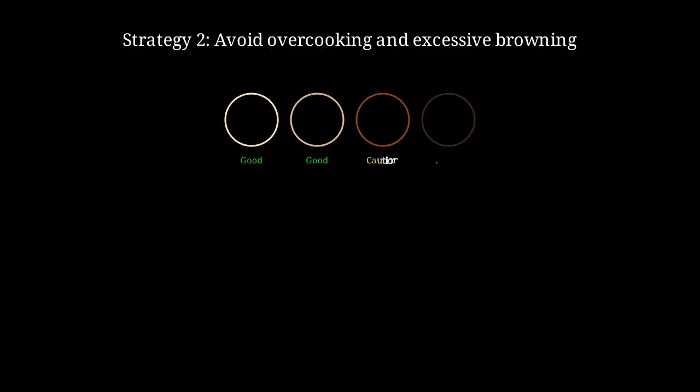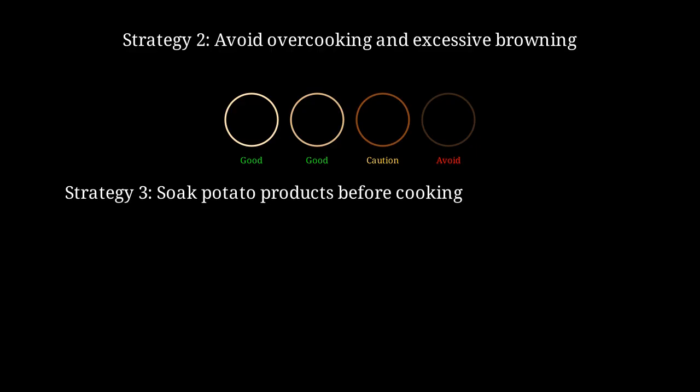These color guides show what to aim for. Light golden and medium golden brown are good. Dark brown requires caution, and very dark or burned should be avoided. Strategy 3. For potatoes, soaking cut pieces in water for 15 to 30 minutes removes some sugars and reduces acrylamide by up to 40%.